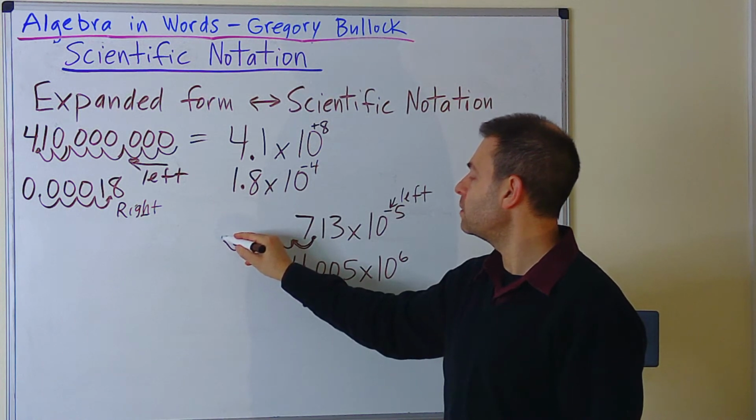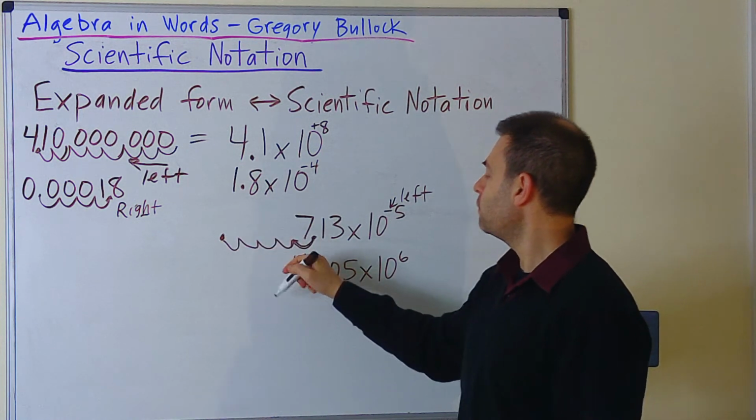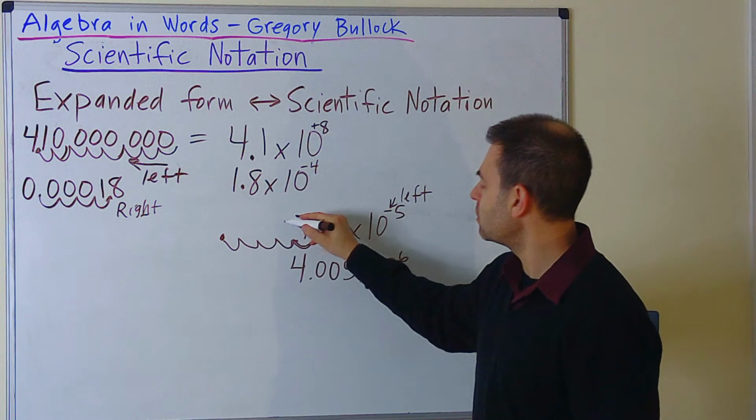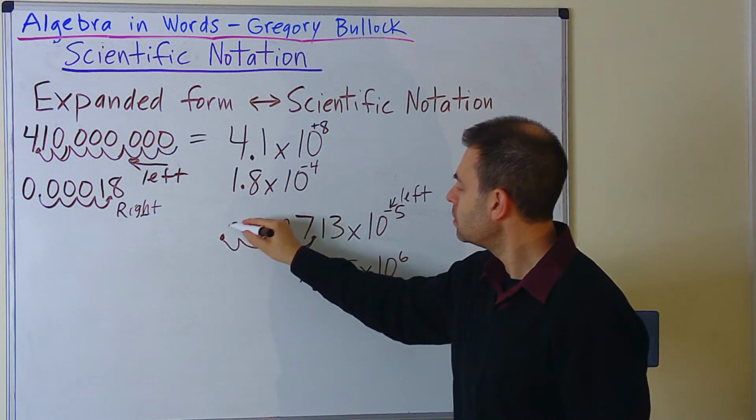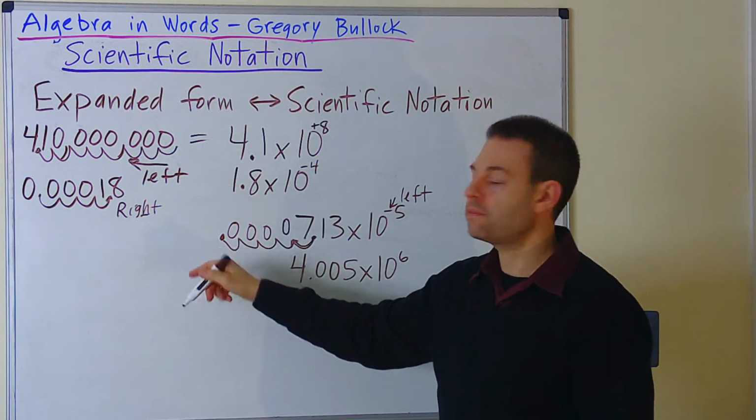And then where you land, put a big decimal, fill in all the little gullies with a 0, and also put a 0 to the left of the decimal.